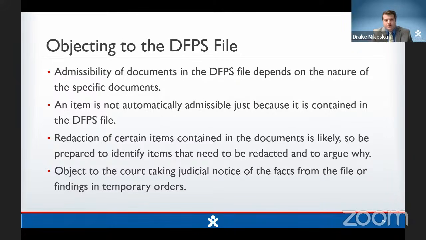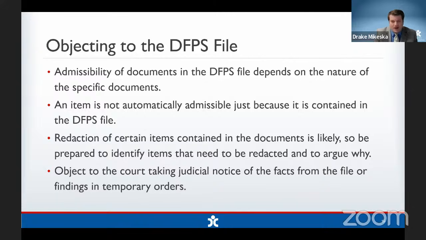So as far as objecting to the DFPS file, and I know at least in a lot of our child protection courts, there's discovery control plan orders that basically say you can ask for a copy of the redacted case file, the department has to provide it, and then you have to have special leave of court for any other sort of discovery. Just because it's contained in the DFPS case file does not mean that it's a DFPS record that can be brought in under the business records provisions.